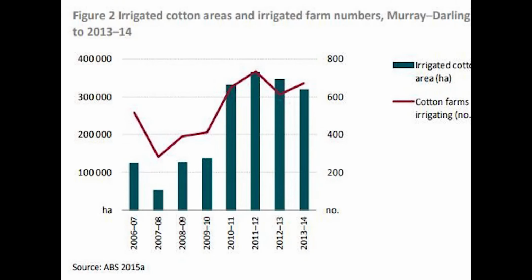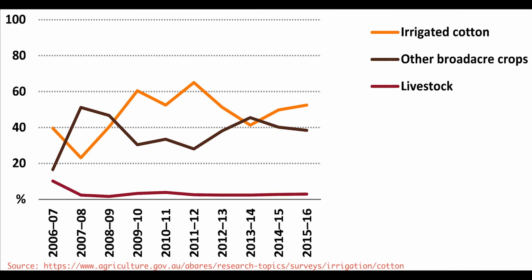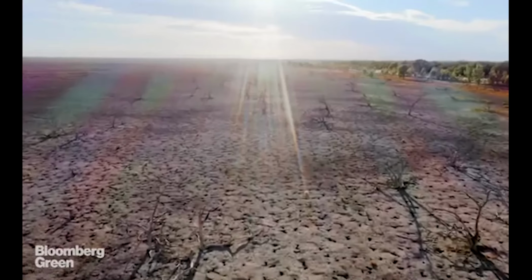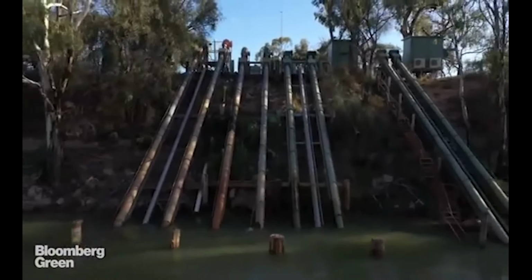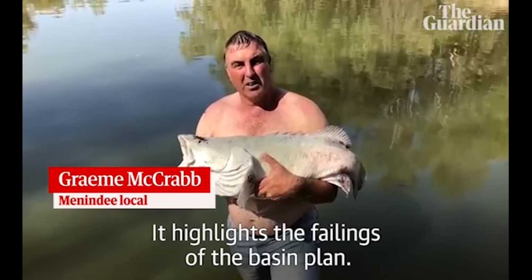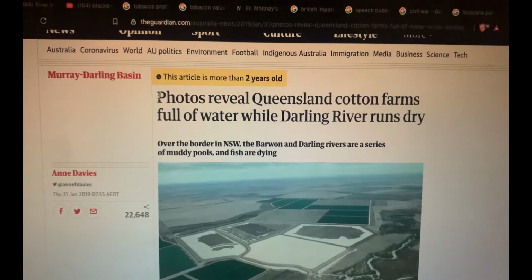Cotton requires about 7.8 million liters per hectare to grow. As you can see in this graph, cotton uses up the most water in the Murray-Darling Basin compared to other crops. The devastating impacts on the Murray-Darling Basin, such as droughts, toxic algae blooms, and widespread fish deaths, have been linked to the unsustainable usage of water by farmers.